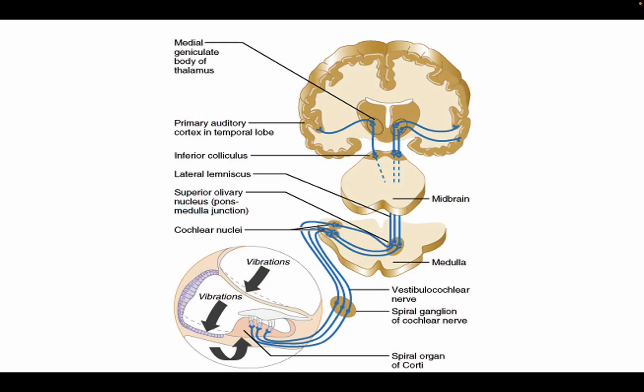So you can see here, these are our auditory neurons. This is our tectoral membrane, and the auditory neurons are taking these signals up through the medulla, up through the midbrain, and then into the temporal lobe of the brain so that we can perceive what it is that's sending sound waves into our ear.